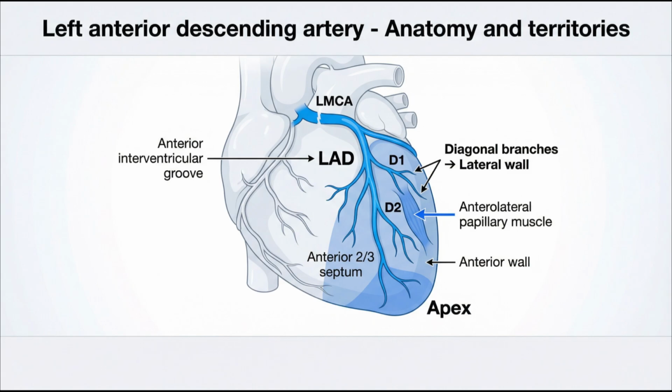The left anterior descending artery runs in the anterior interventricular groove from the base of the heart towards the apex. It supplies the anterior two-thirds of the interventricular septum, the anterior wall of the left ventricle, the apex of the heart, and the anterolateral papillary muscle. It also gives rise to diagonal branches, which supply the lateral wall of the left ventricle.